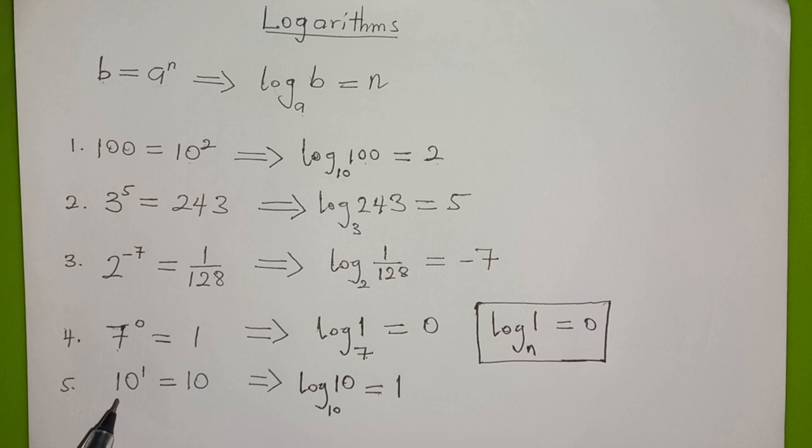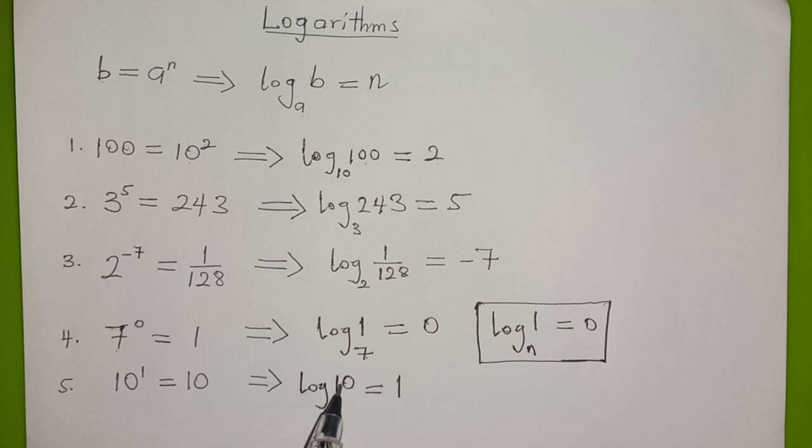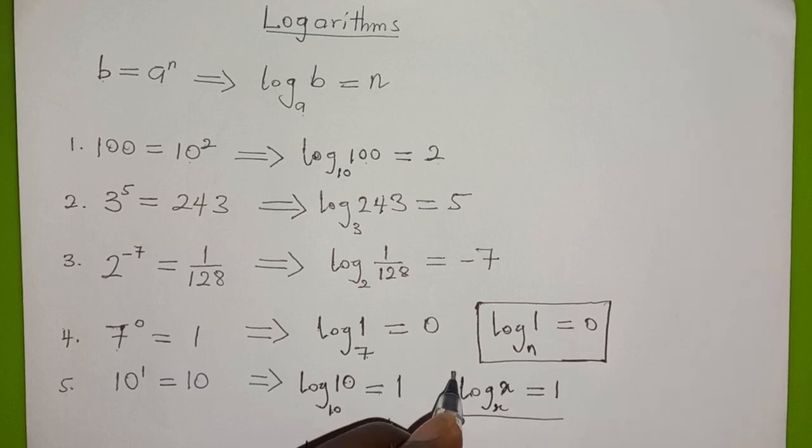So if you have, let's say, 5 raised to the power 1 equals 5, then you can express it as log of 5 base 5 equals 1. So anytime you have the same number as the base, your result will always be equal to 1. And this is also another property of logarithm, and that can be expressed as log x to the base x, which is always going to be equal to 1. Let me put this also in a box.